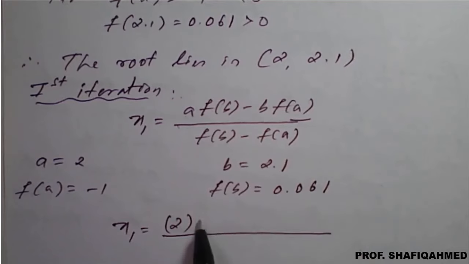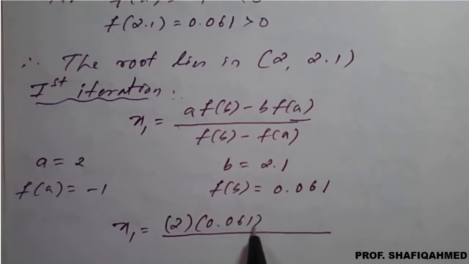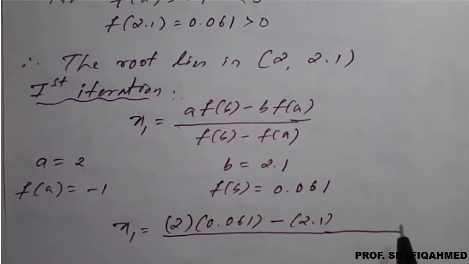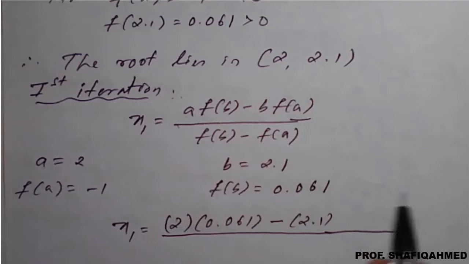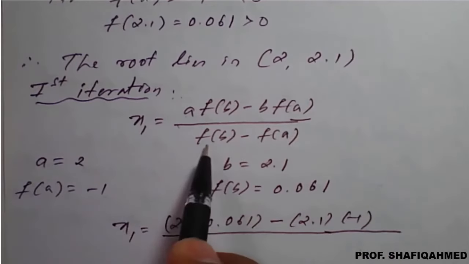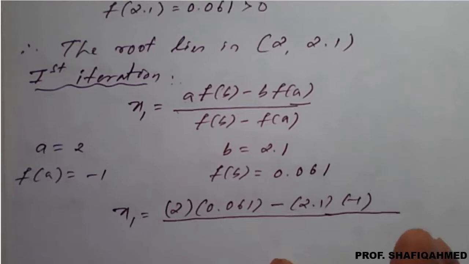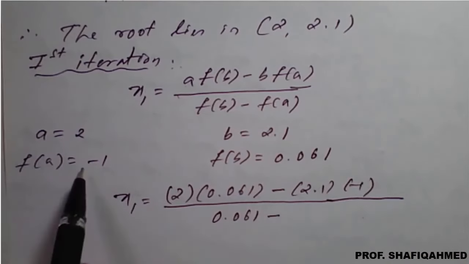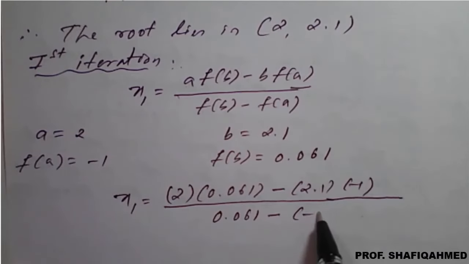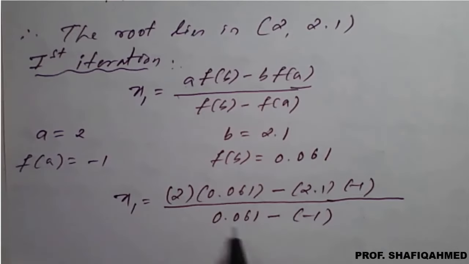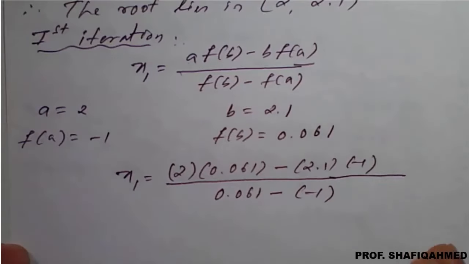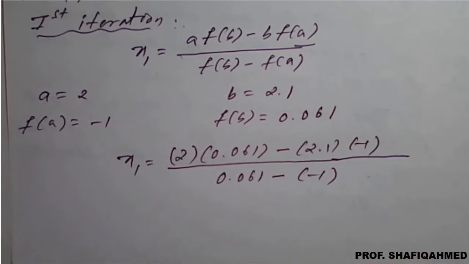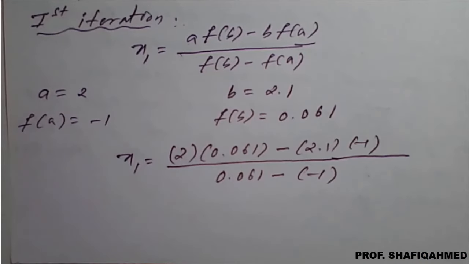So now we need to apply the above formula, that is x1 is equal to a value 2, into f of b value 0.061, minus b value 2.1, into f of a value minus 1, divided by f of b minus f of a. So f of b value is 0.061 minus f of a value, which is minus 1, so I will put minus 1. So we need to simplify this, by using the calculator, or any other method if you have. You can choose it, but better we maintain the decimal places.